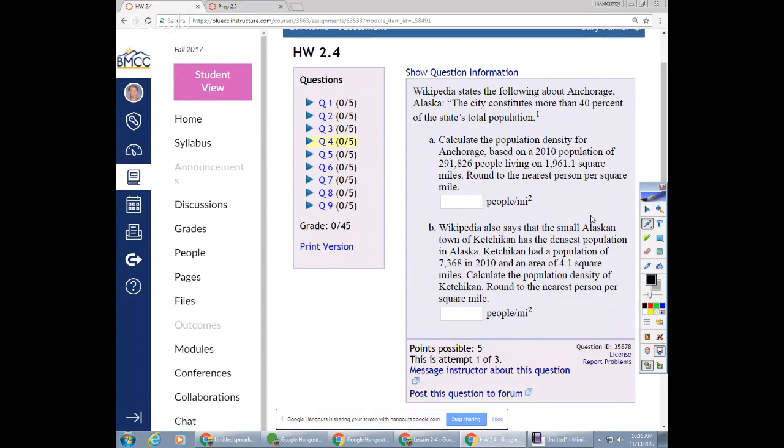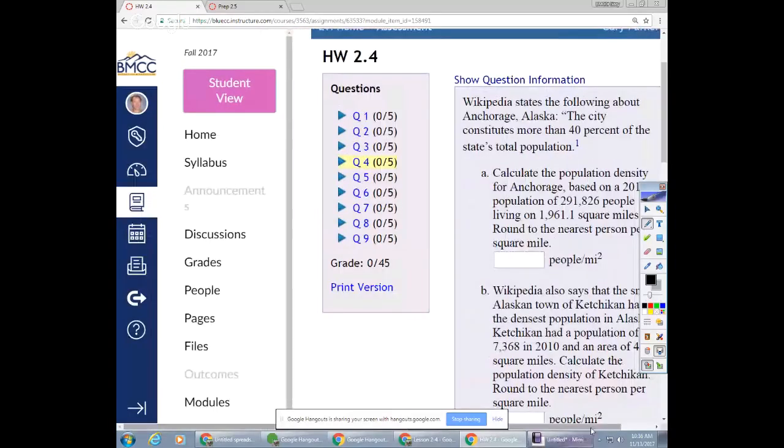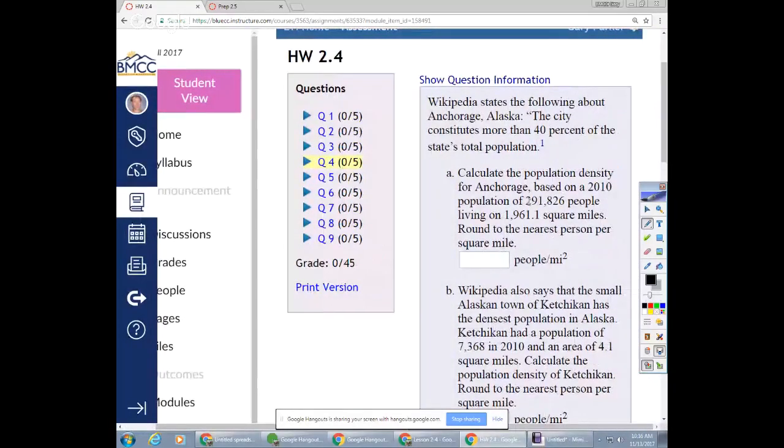So whip out a calculator, help me out with this. What would their population density be? We have 291,826 people divided by 1,961.1 square miles. What do we get when we whip that out for a population density? 138.8? This says round to the nearest person per square mile. To the nearest whole person? 149? Everyone else all right with that? Okay.